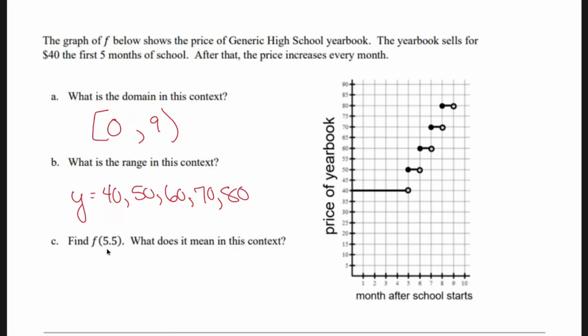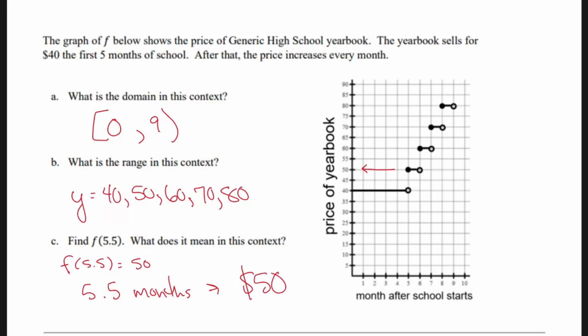Find out f of 5.5. So what that means is if we were to plug in 5.5 into this graph, what will we get? So here's 1, 2, 3, 4, 5, and a half lives right there. So I'm traveling up, and I'm going to the second step here, which lines up with 50. So f of 5.5 equals 50. What does that mean? That means if someone were to buy a yearbook after 5.5 months, they would spend $50. That's what that means in this context.